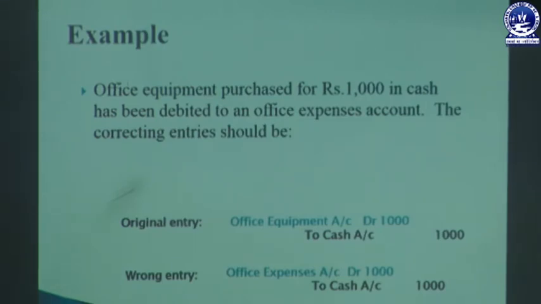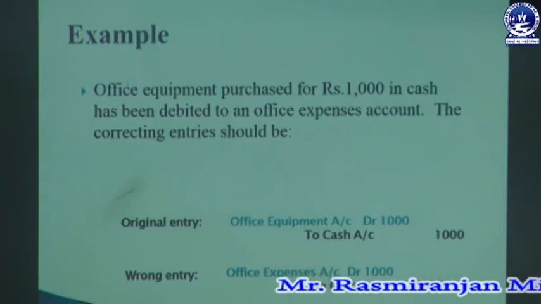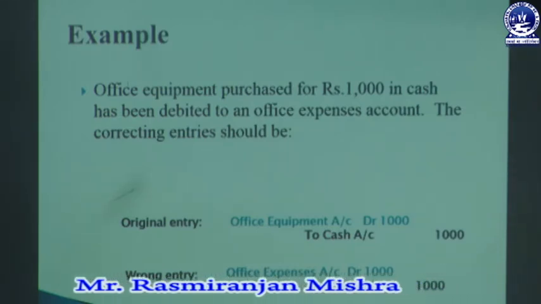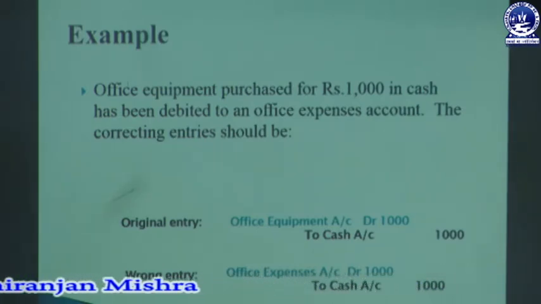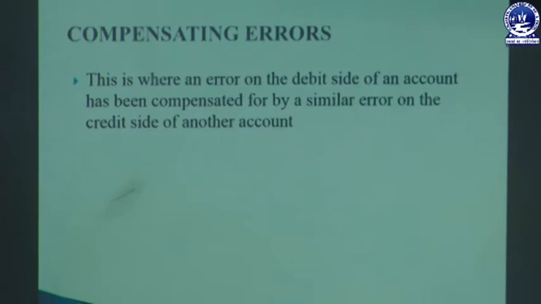Office equipment purchased for rupees 1,000 in cash has been debited to office expenses account. The correct entry should be office equipment account debit to cash account. But instead we recorded a wrong entry as office expenses account debit to cash account. That violates the principle, and that is called error of principle.